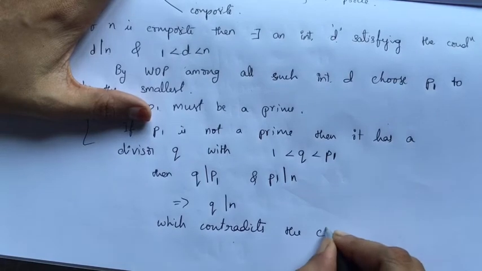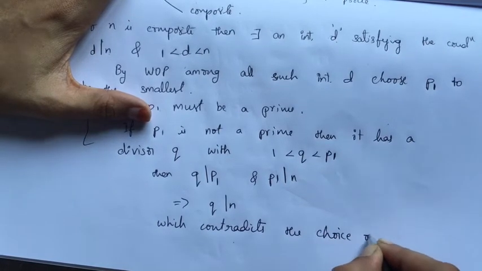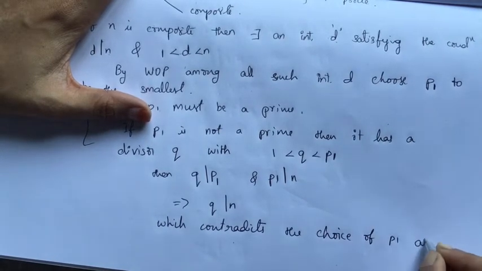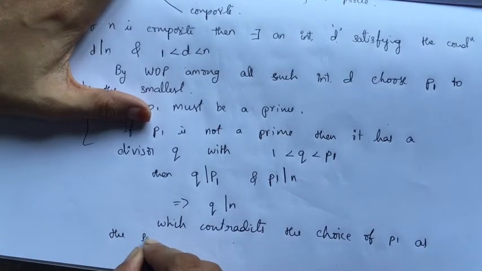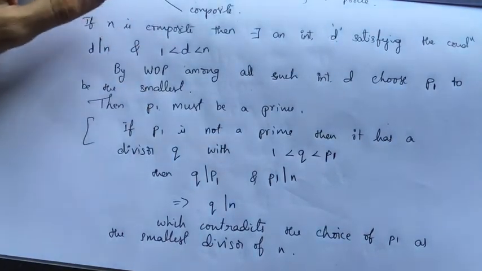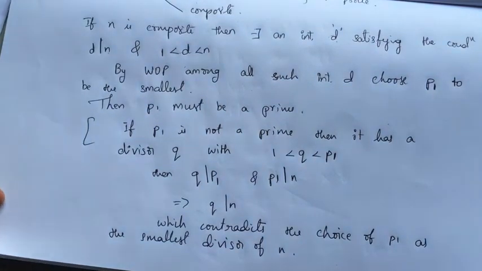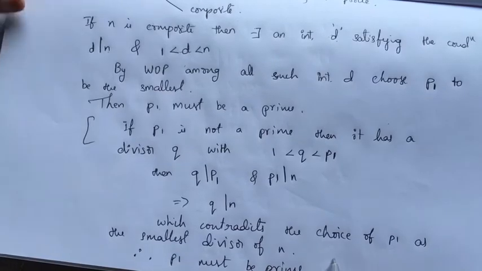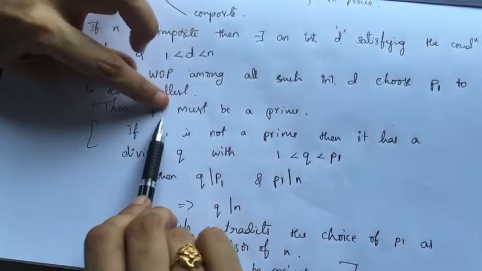Which contradicts the choice of P1 as the smallest divisor of N. Of course, it's not equal to 1. Therefore, what is to be true? P1 must be prime. Okay, I hope it's clear. It has to be prime.